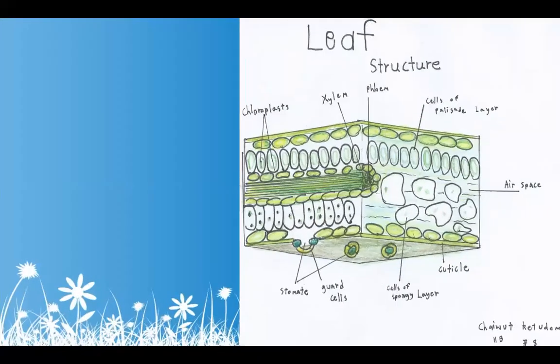So here is a drawing of a cross section of a leaf that was done by a student. So we have the bottom of the leaf here. How do I know it's the bottom? Because the stomata are here. You don't have stomata on the top part of a leaf. You only have them on the bottom. And you see the thin cuticle layer here and on top as well.